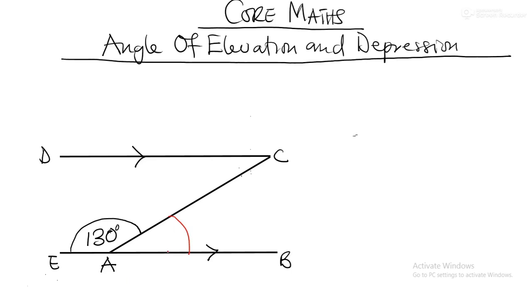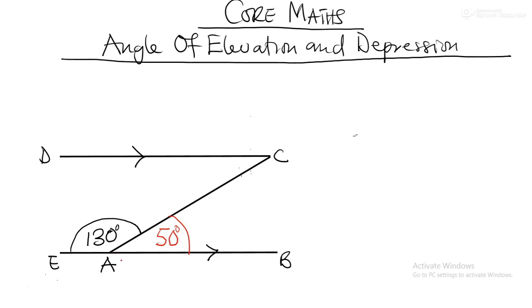So why will it be 50 degrees? It will be 50 because this is a straight line, and we've learned in geometry that angles on a straight line add up to 180 degrees. So if the angle here is 130 degrees, then definitely the angle here is 50 degrees. And it is the angle of elevation of the point C from the point A.